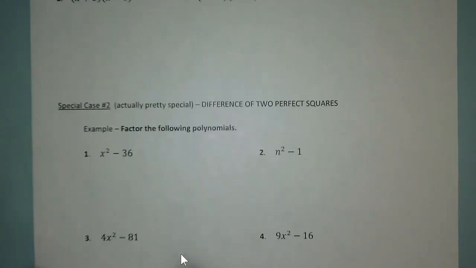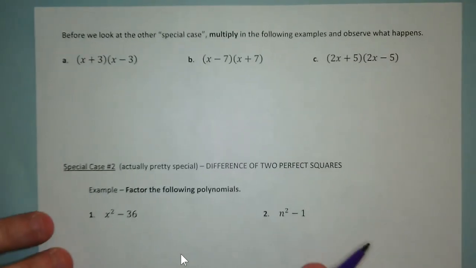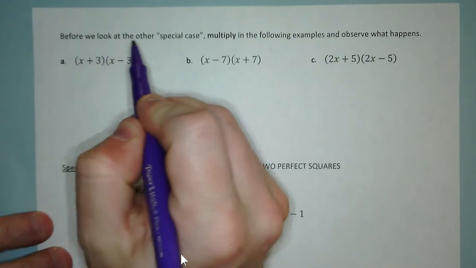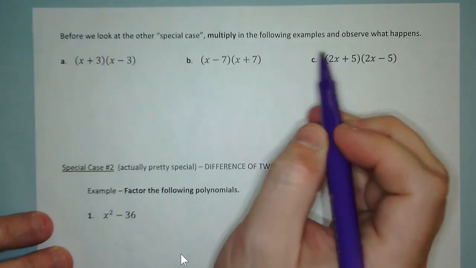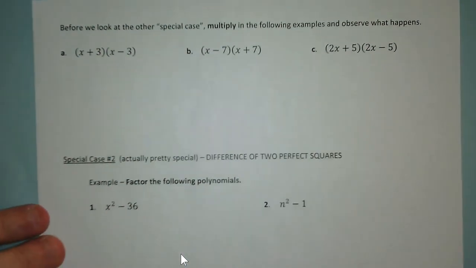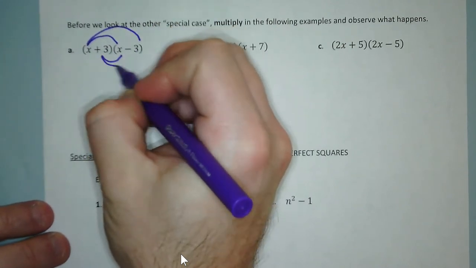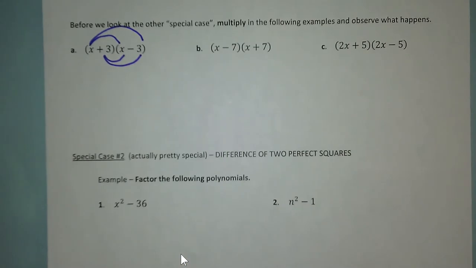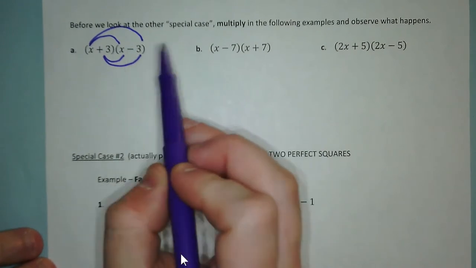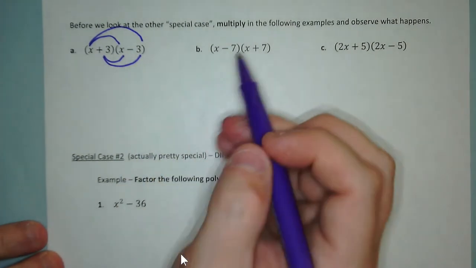All right, next page. Trying to fast track this. Before we look at the other special case, let's multiply these and see what happens. So this, as you recall, is just distributive property. We can call this FOIL. This is actually FOIL, not unfoil, but FOIL.